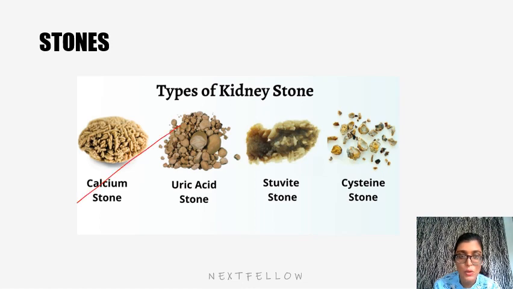Coming to the calcium oxalate stones, usually it is a single stone. Uric acid stones are smaller stones which are round in shape. Struvite stone, it is a triple phosphate stone. It takes the shape, as you can see here, of the renal calyx, okay, and cystine stones.